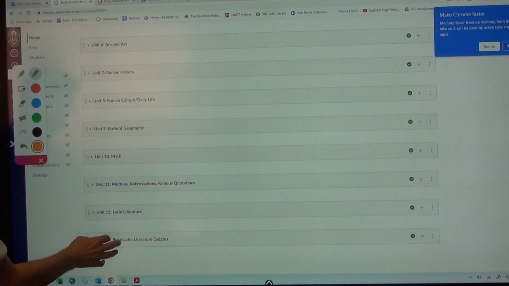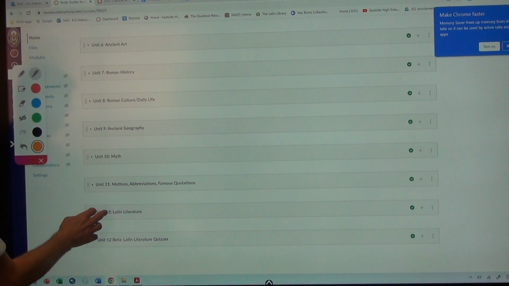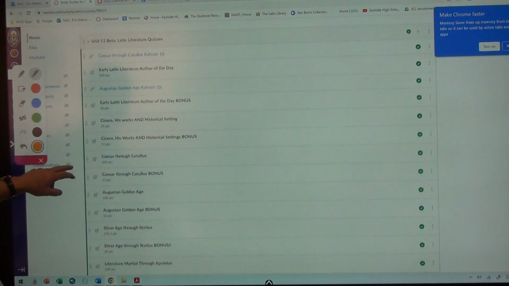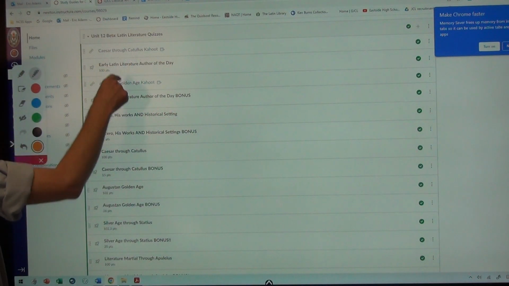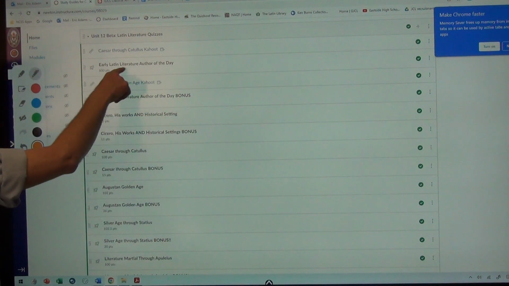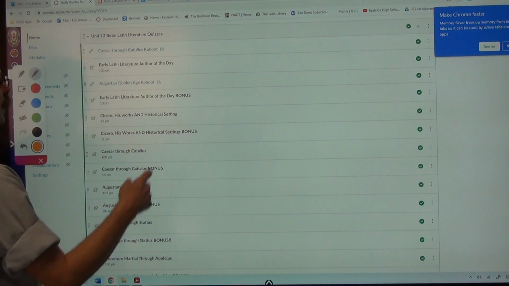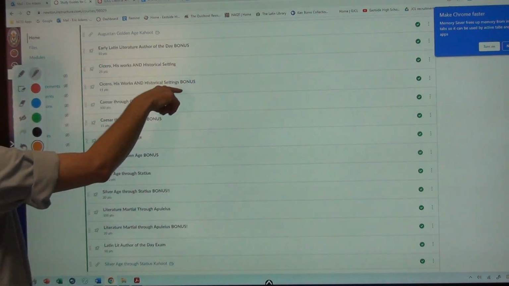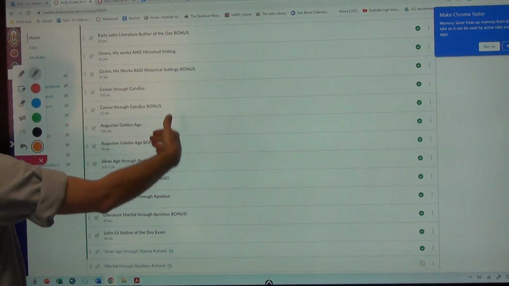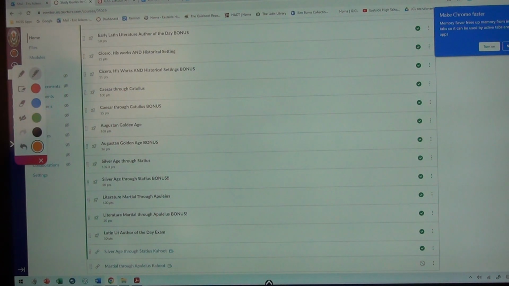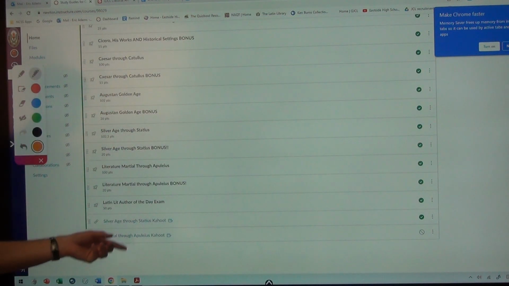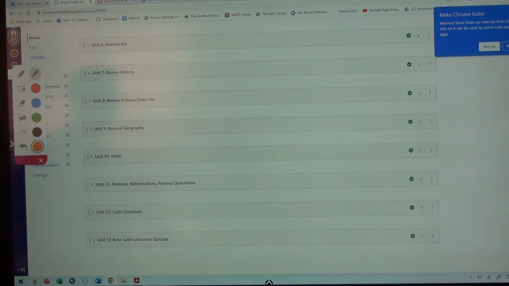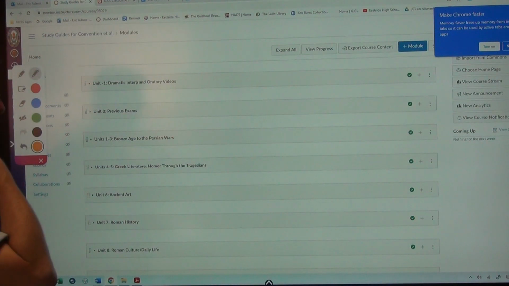And then the Unit 12, which is of course the beta of the alpha version, are the Latin literature quizzes that I had given out to previous years of Author of the Day. So here is a Kahoot over Caesar through Catullus. Here is the quiz over Latin literature, Author of the Day, and early Latin literature bonus, Cicero in his works quiz and bonus, Caesar through Catullus, and this is just going through the actual study guide chronologically. Or if you like playing Kahoots, I have some Kahoots that are made here as well. So all of this is available for you to obviously use at your disposal.